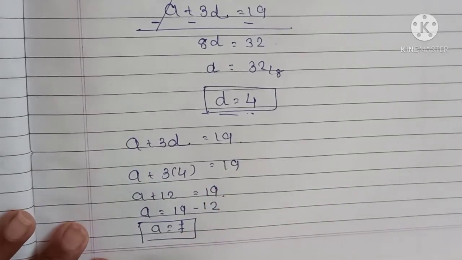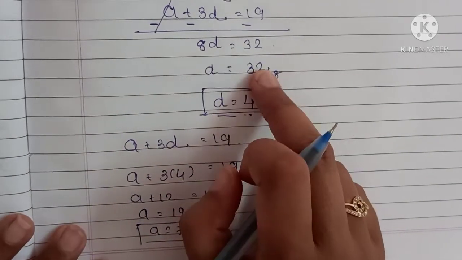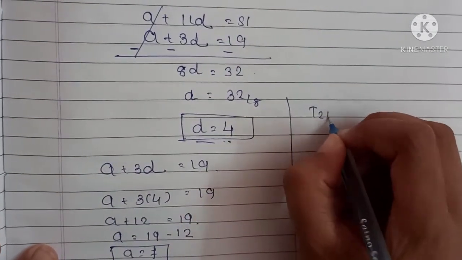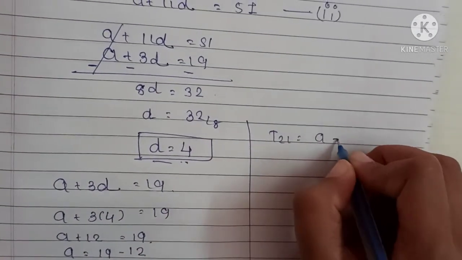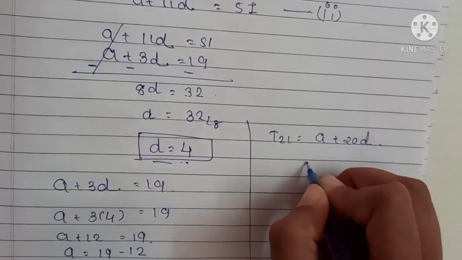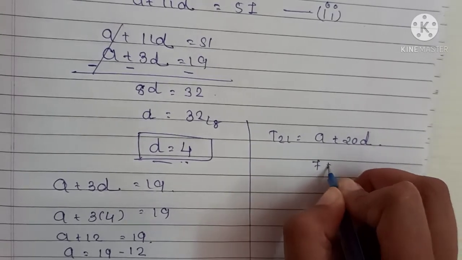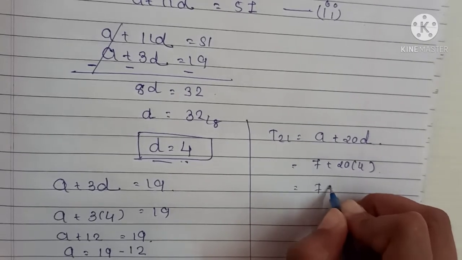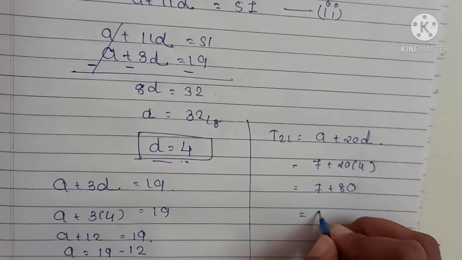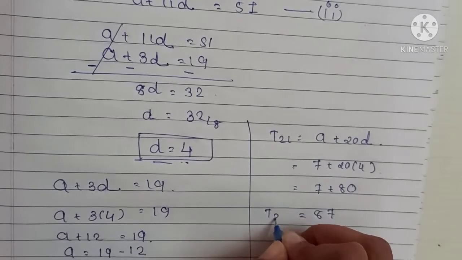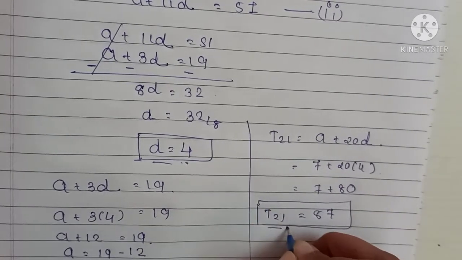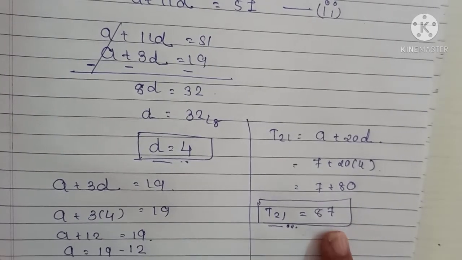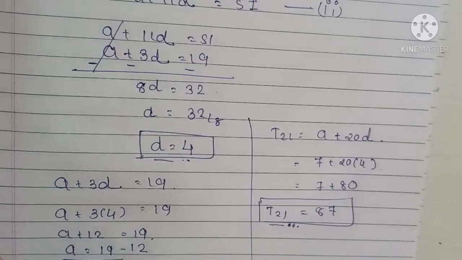Now we have received A is equal to 7, D is equal to 4. Now we have to find out T21, that is A plus 20D. A stands for 7, and 20D. Right? This is how we solve illustration number 2.